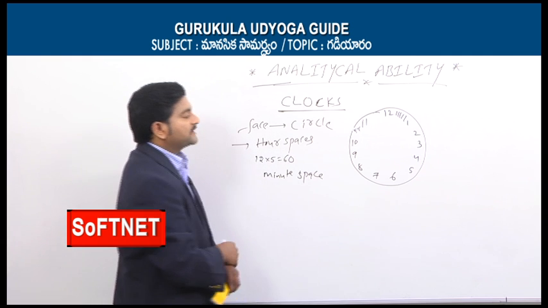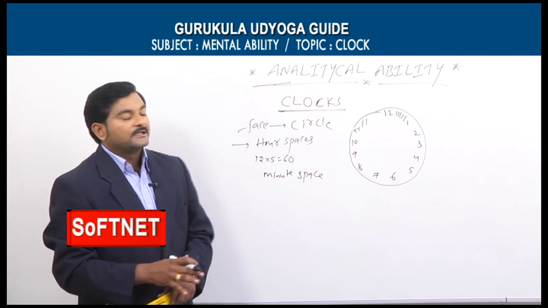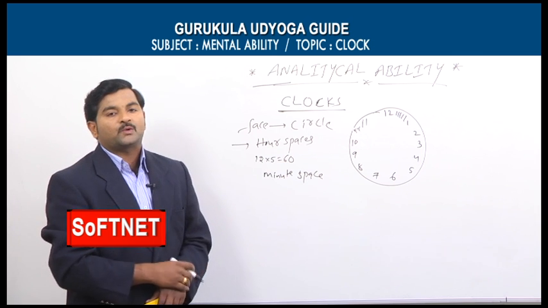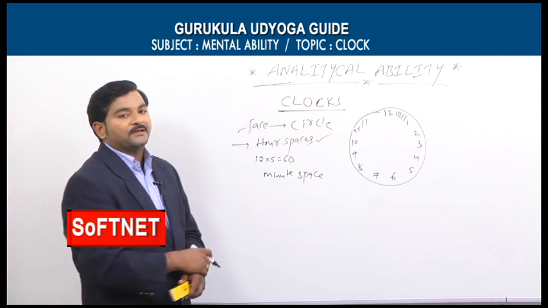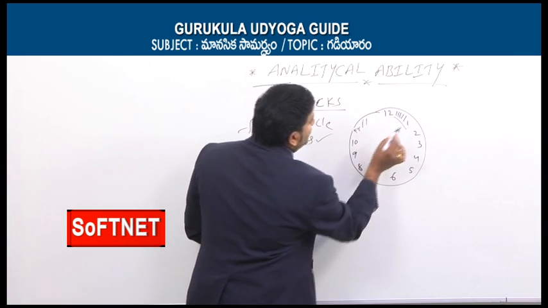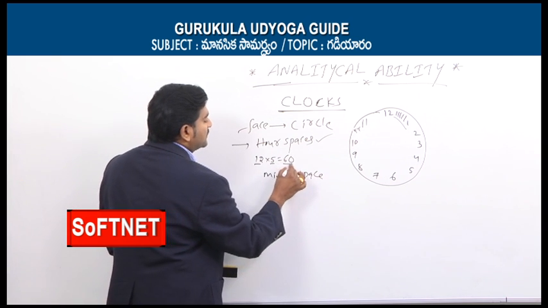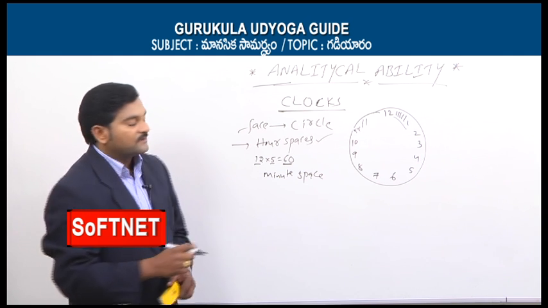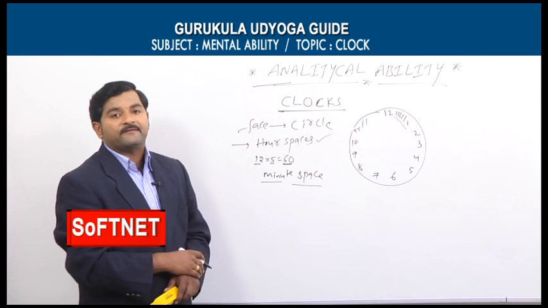I need to stress these points again. The dial or the face of the clock is in the shape of the circle. Circle in the sense we have 360 degrees. This circle is divided into 12 big equal parts. Each part is called an hour space. Like in the clock we have 12 hour spaces. Similarly, each hour space is divided into 5 small equal parts, which means 12 into 5 is equal to 60 small equal parts. Each part is called a minute space.